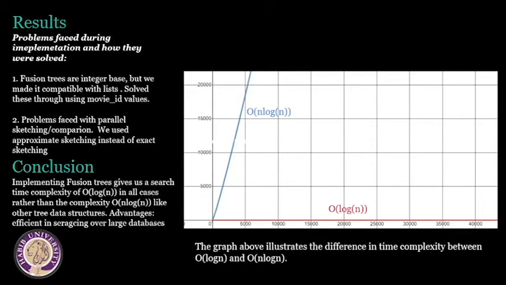The problems that we faced while implementing this project was, number one, that fusion trees are integer based trees, and we have movie info in the form of a list based value, so inserting it in the fusion tree and performing functions on it was not possible. So what we did was insert the list and use the movie id as the value on which functions such as parallel comparison and sketching, etc., would be performed.